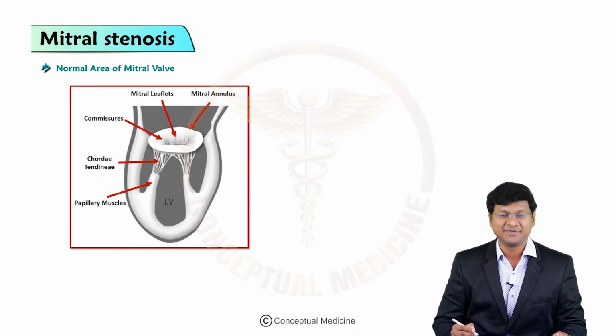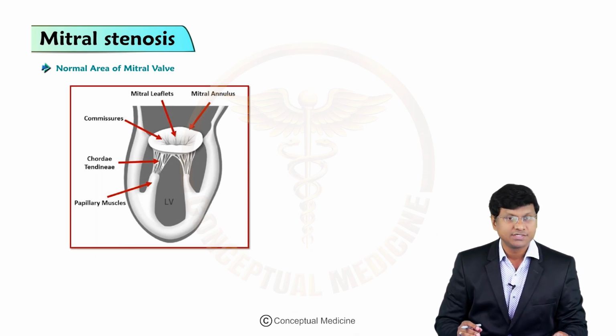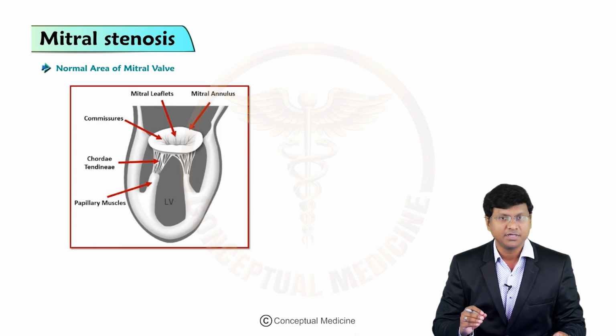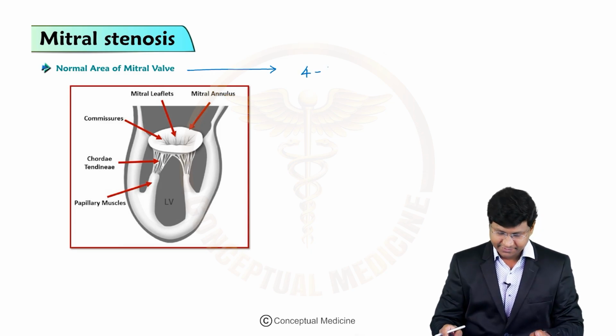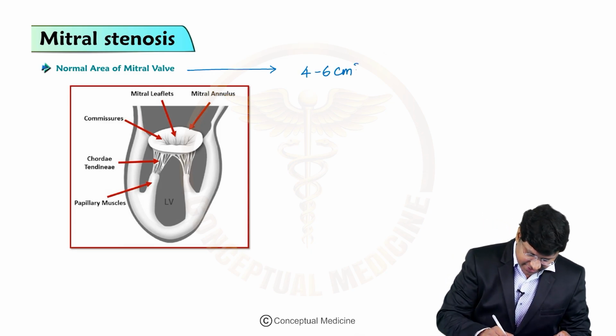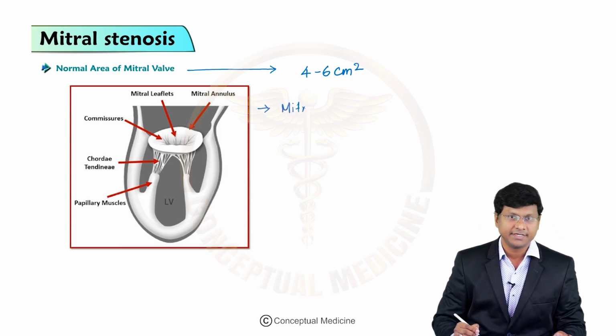In this session, I will be discussing a very important topic in cardiology, that is mitral stenosis. Mitral stenosis is one of the common valvular heart diseases. First of all, let me tell you the basic anatomy of the mitral valve. The normal mitral valve area is 4 to 6 centimeters square. That is a normal mitral valve area.